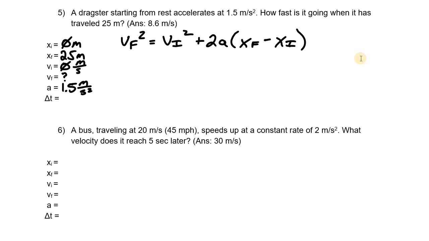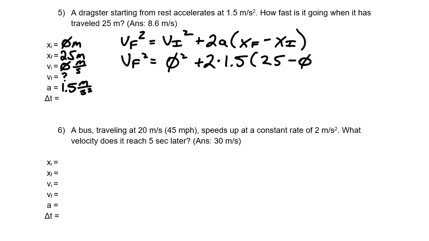All right, so let's do our substitution now. VF is what we're trying to find, so we're just going to drop this down. VI squared is 0, and we're going to square that number. We know that 0 times any number is equal to 0, so that's not going to do anything for us. So we have 2 times our acceleration times 25 minus 0. Let's just continue to solve this out. The 0 provides no value.